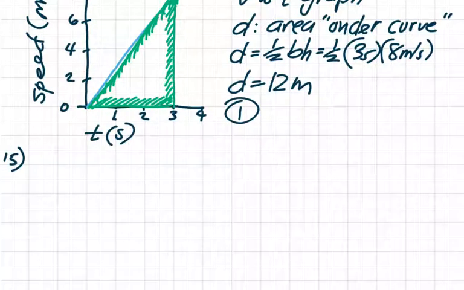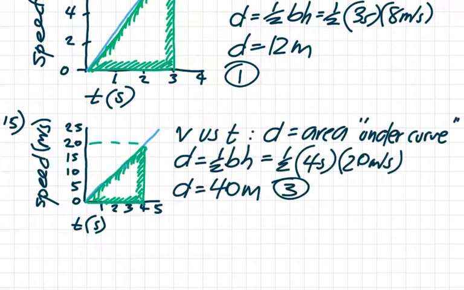Alright, 15 is pretty much the same as 14, just different numbers. The speed versus time graph wants to know how far in the first 4 seconds only. Take the area under the curve. There's our graph, and we get 40 meters, choice 3.